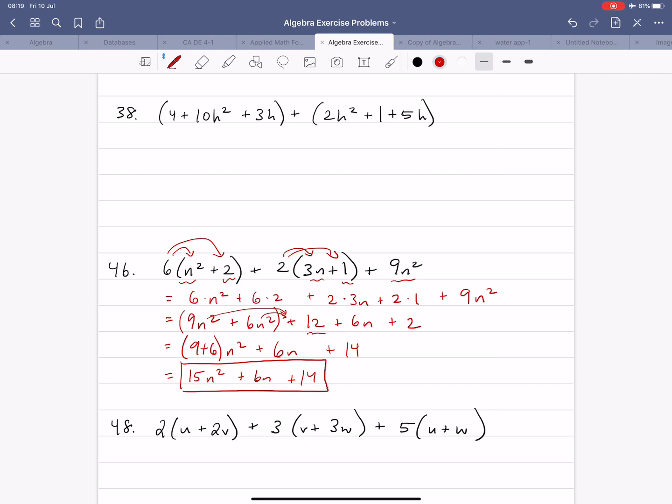And then something that's kind of fun to think about is that this 14 term is actually like 14 times n to the 0, right? Because anything to the 0 is going to be 1.